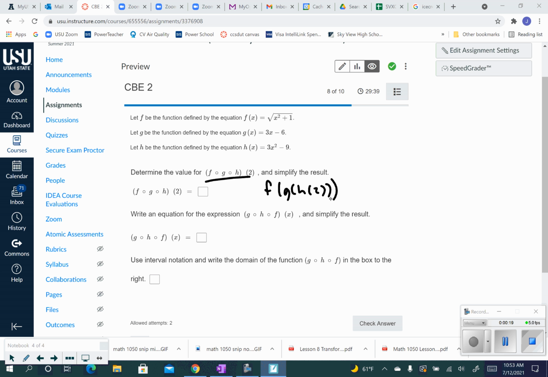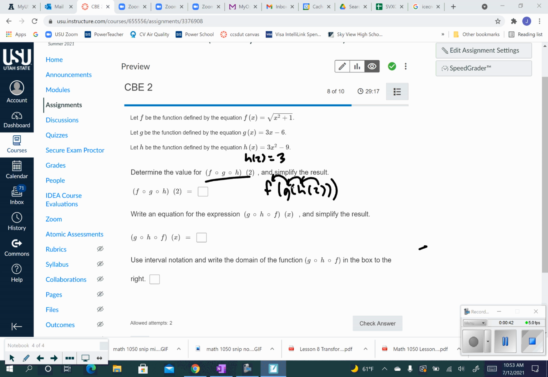So what that means is I'm going to plug 2 into h, get my output, whatever my answer is, goes into g, get my output, and that goes into f. So we'll start by plugging 2 into h. So h of 2: 2 squared is 4, times 3 is 12, minus 9 is 3.